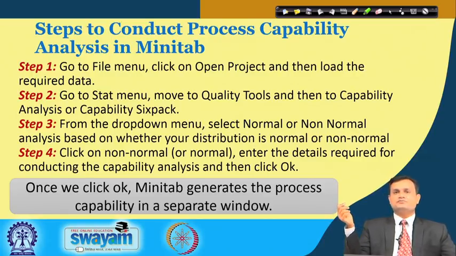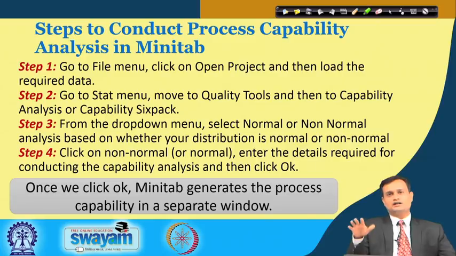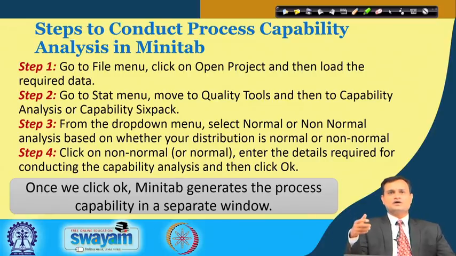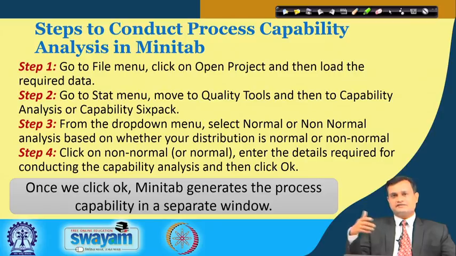Step 3, from the drop down menu select normal or non-normal analysis. At this stage we will only talk about normal. Subsequently, in the next lecture we will talk about non-normal process capability, that is, when my data is not normally distributed, how to deal with it and how to conduct the analysis in Minitab. Once you have selected normal, and typically whether your distribution follows normal or non-normal, there are various ways and means.